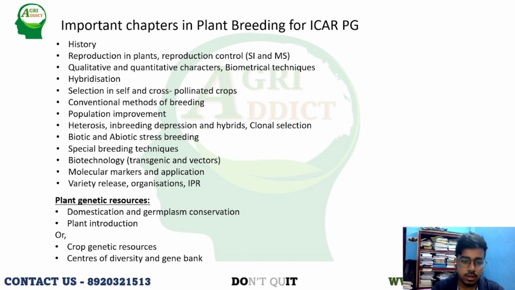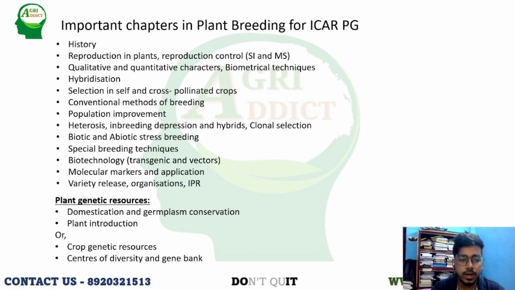Then for cross-pollinated crops, there are two chapters. One is genetic composition of cross-pollinated crops, which is very important with respect to JRF, and the other is selection in cross-pollinated crops. It is less important with respect to the ICAR PG examination.